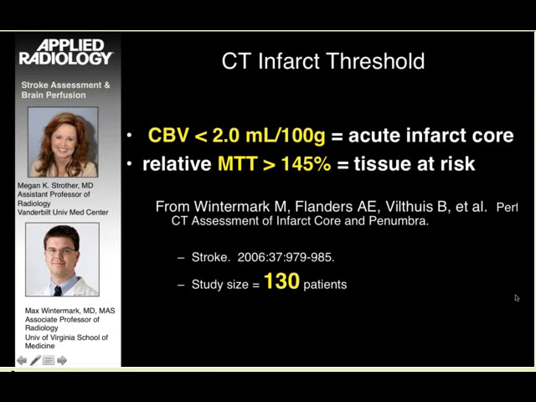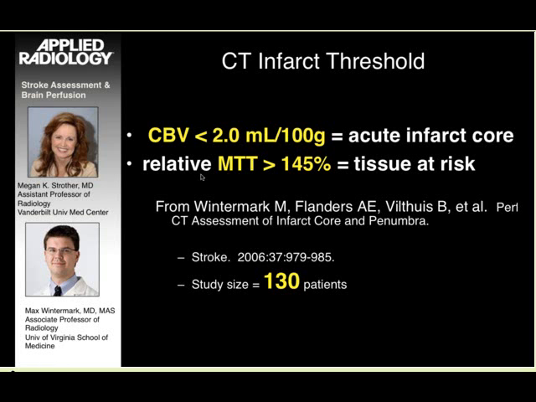Dr. Wintermark has led our efforts as radiologists to understand the significance of the tissue parameters we can measure. In this series, which was the largest published at the time, he defined the infarct core to be best represented as CBV less than 2 milliliters per 100 grams, and the penumbra to be best represented by mean transit time greater than 145%. This is relative mean transit time. You're always going to compare the patient's abnormal side with the patient's normal side.